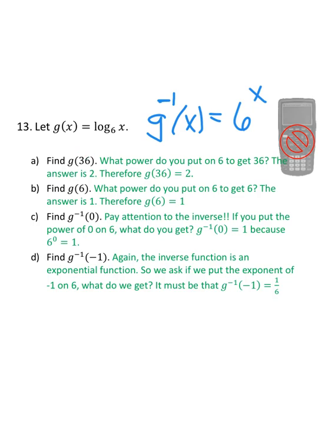So log base 6, let me write this first one down. Log base 6 of 36, I'm asking myself, what power do I put on 6 in order to get 36? And that's how I got the answer of 2. 2 is the power that I put on 6 to get 36, so the logarithm is equal to 2.